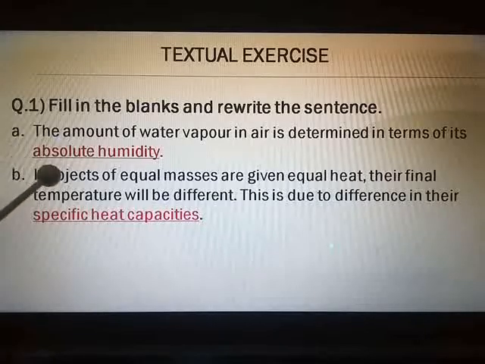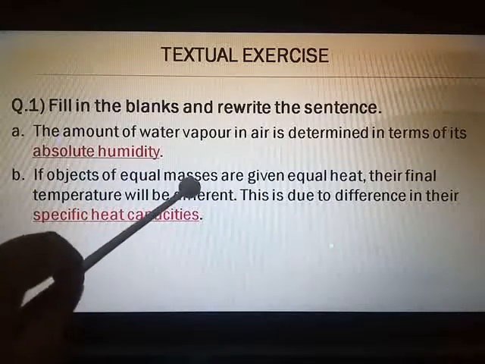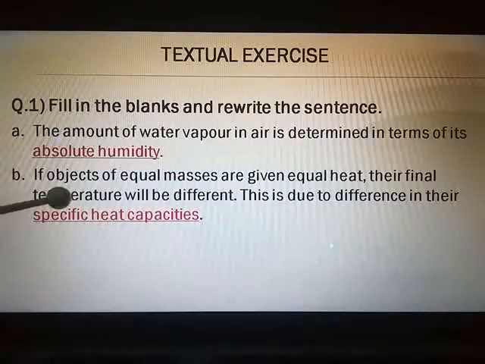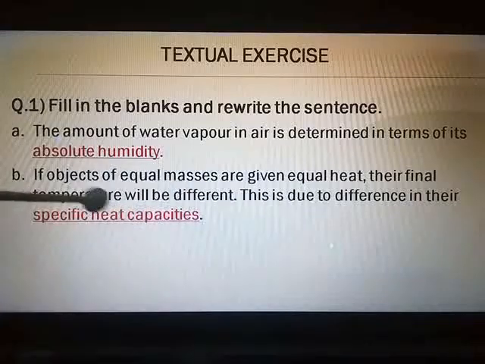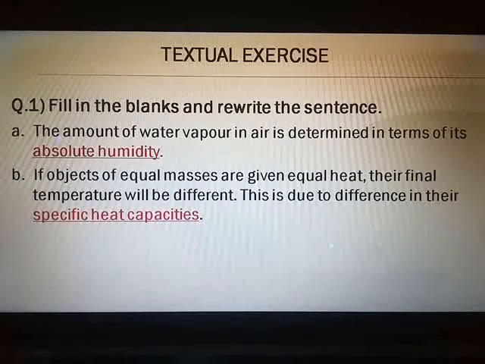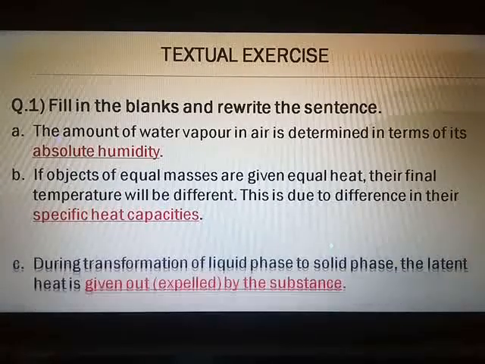Second, if objects of equal masses are given equal heat, their final temperature will be different. This is due to the difference in their specific heat capacities. We have studied about the iron, lead and copper spheres. You can say the capacity of the object to absorb heat differs, so even though both are given equal amounts of heat, it will depend on specific heat capacities.